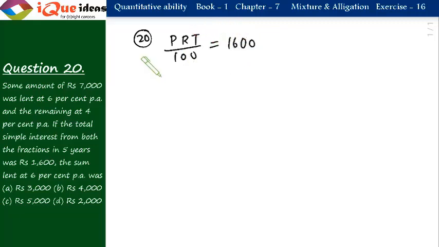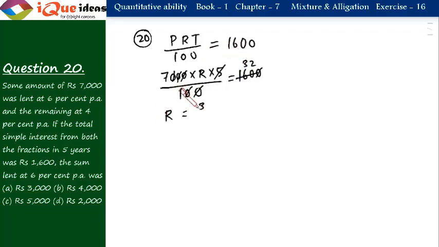The value of P is 7,000 into R, that we have to calculate, and T is 5, divided by 100, is equal to 1,600. Okay, so the zeros get cancelled, this 5 cancels 160, and we get 32. So R is equal to 32 by 7 percent. Don't convert into decimal, let it be in fractions.